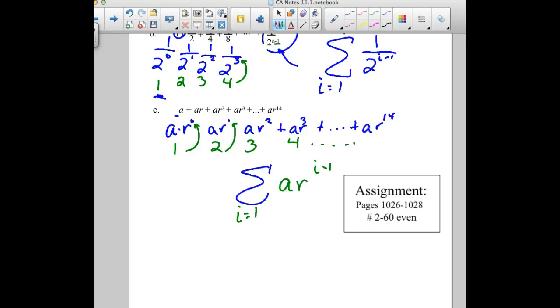Then how far do I go? What's my upper limit? If this has to be 1 smaller, it has to be the 15th term. So I'm summing from 1 to 15. Yes? Okay. Now, could I have just as easily said I'm going to go from 0 to 14, and then my power here would not be an I minus 1, just an I? Would that have worked?